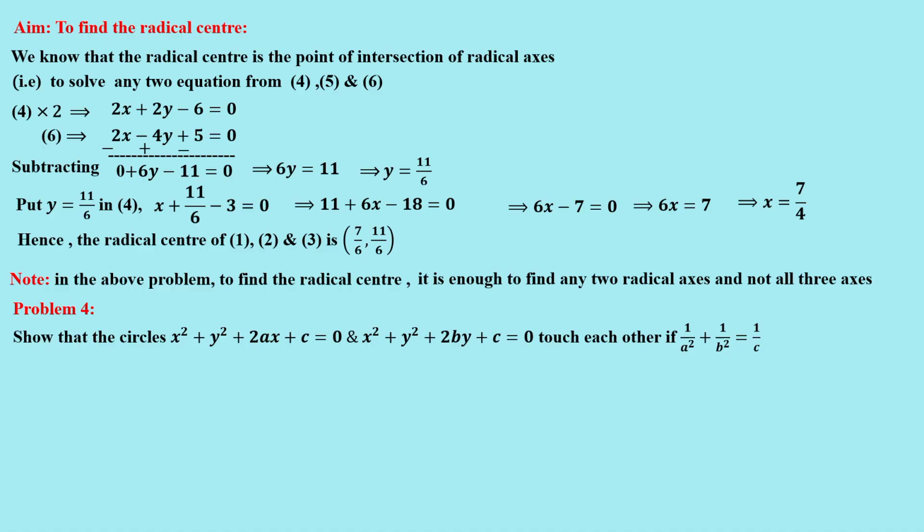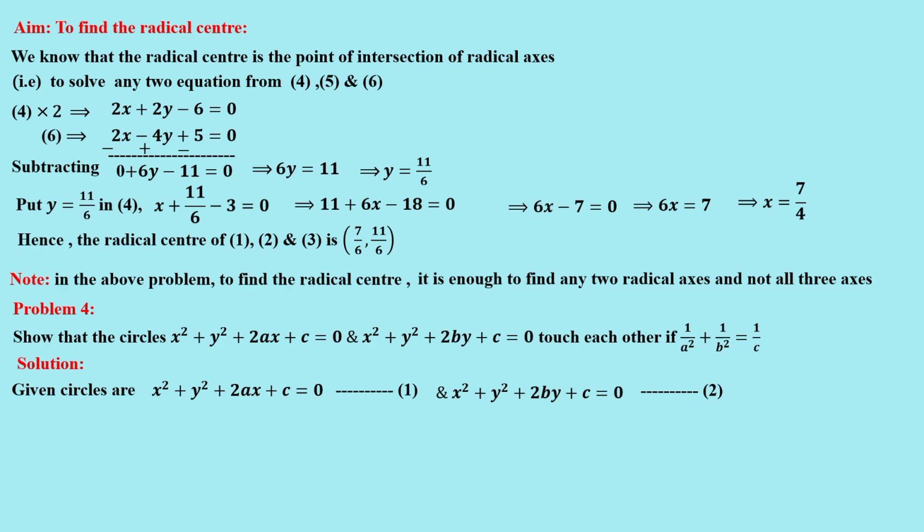x² + y² + 2ax + c = 0 and x² + y² + 2by + c = 0 touch each other if 1/a² + 1/b² = 1/c. Given circles are: first circle x² + y² + 2ax + c = 0, the second circle x² + y² + 2by + c = 0.